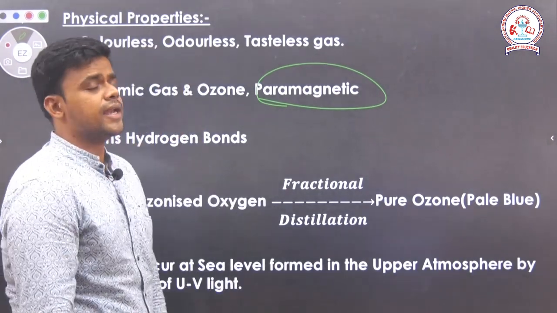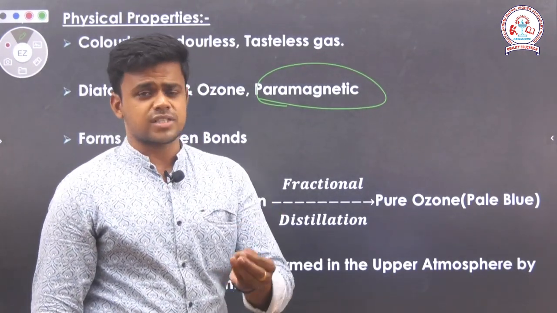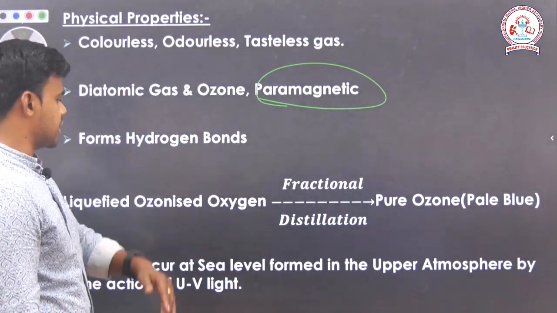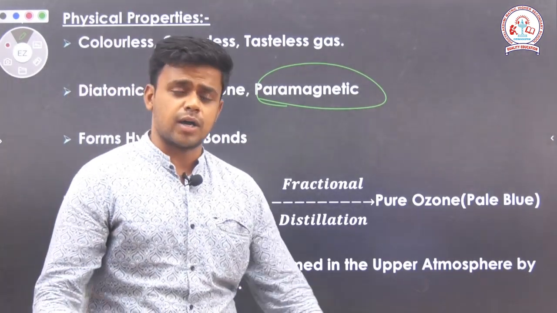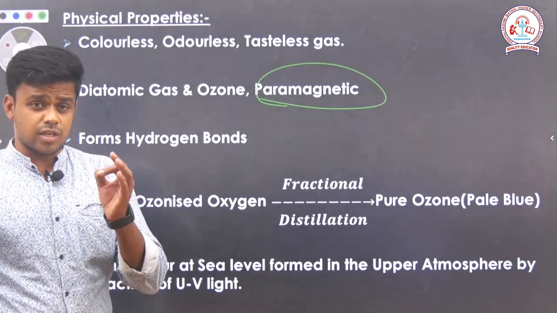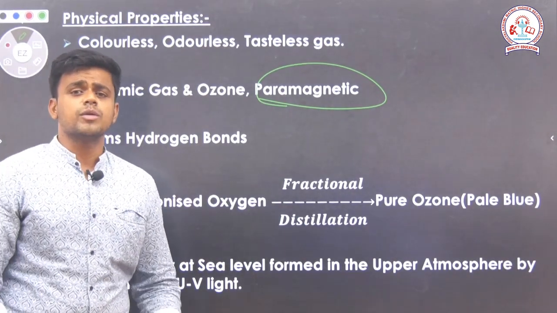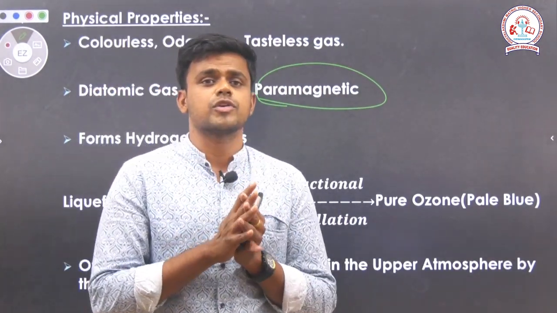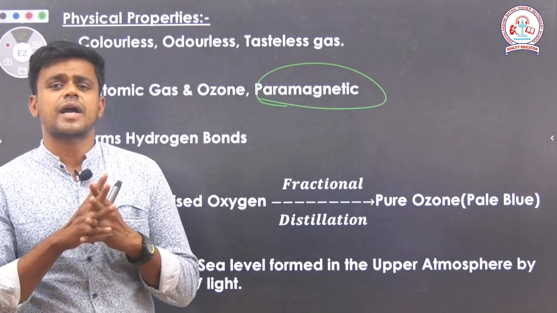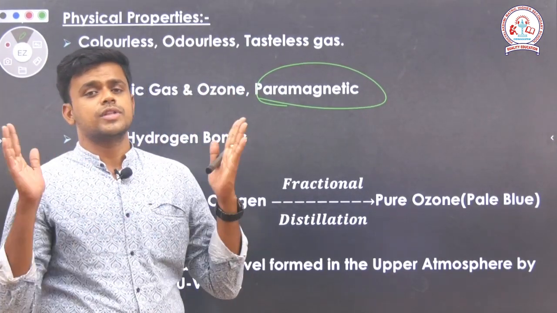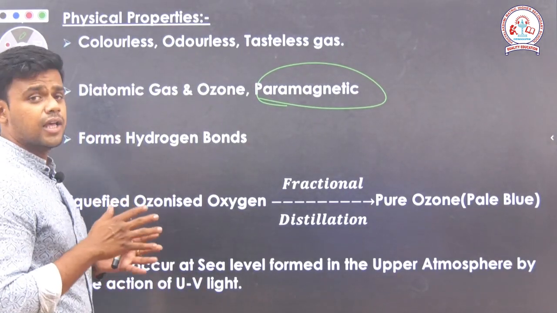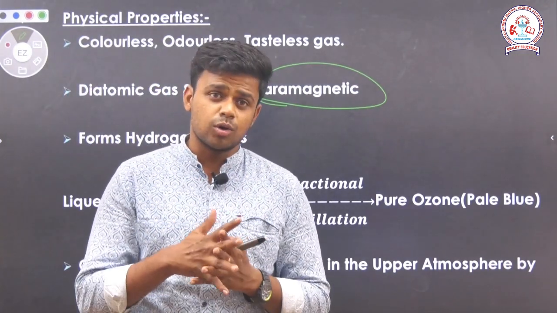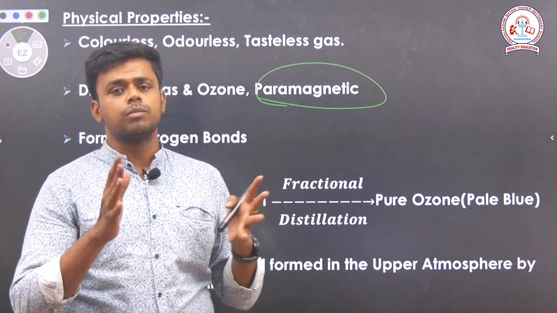Then oxygen is more electronegative. When it approaches hydrogen, since oxygen also has a lone pair of electrons in it, it will definitely form hydrogen bonds over here. Then how has it been prepared, which means the ozone. The liquefied oxygen will undergo a process called fractional distillation to give the purest form of ozone. The color of the purest form of ozone will definitely be pale blue, no doubt in that. So, this liquefied ozonized oxygen will be fractionally distilled to give the pure form of ozone, where the color of the ozone in the pure form will be pale blue.